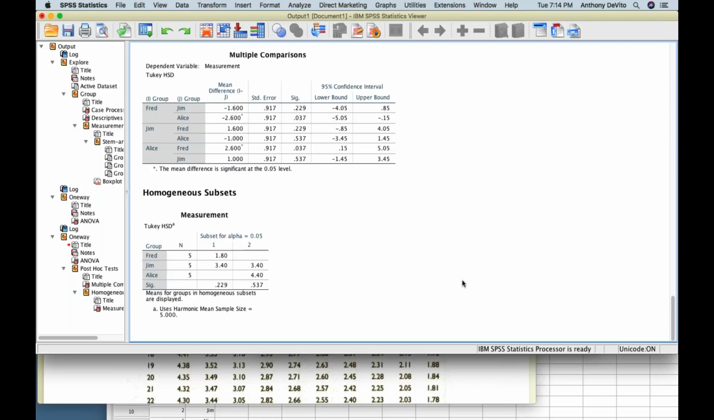It's also 0.229, right? So we only have one pair of means that we can say with 95% certainty, with less than 5% chance of being wrong, that the means are different. And that would be for Fred and Alice, right? And that makes sense because those are the ones that were furthest apart. Those are the ones that the 95% confidence intervals didn't overlap, and so on. Now, you don't want to use the confidence interval, so it's not a dependable source, but it can be something that you can just check for yourself.